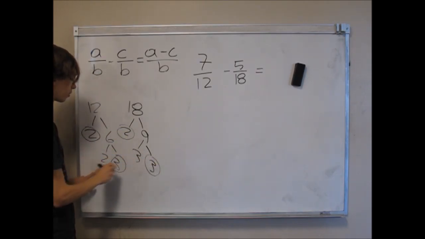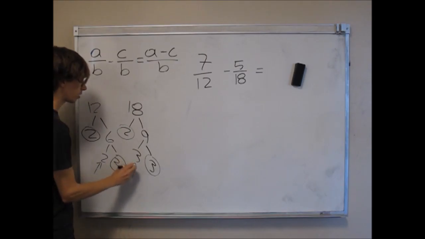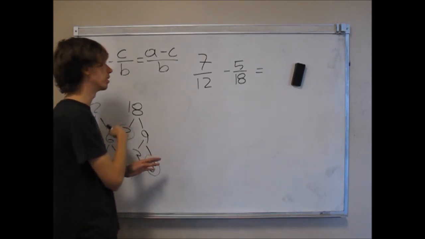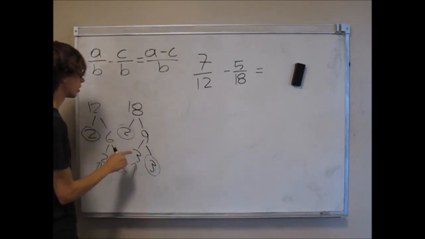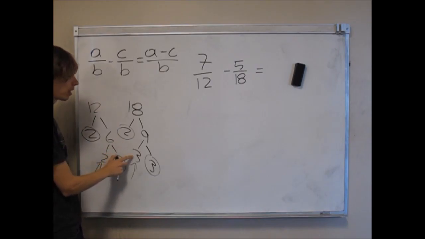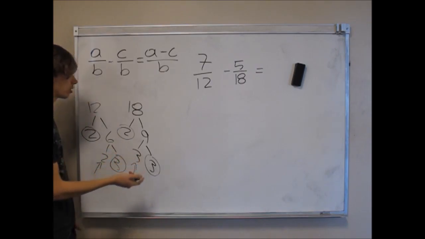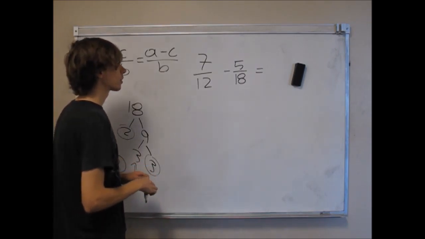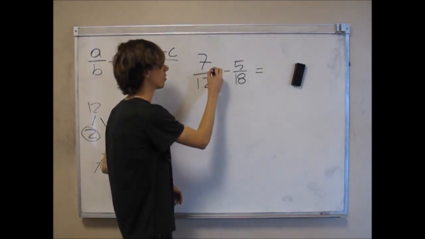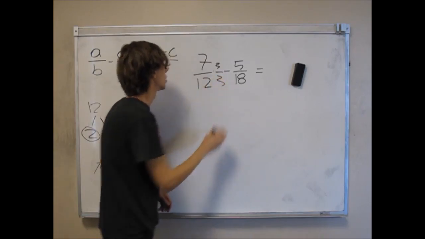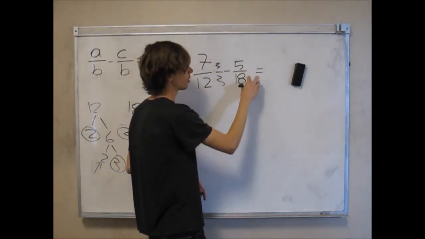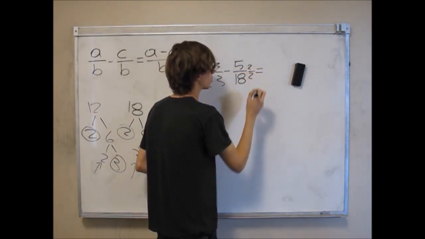And then whatever's left over, this 2 and this 3, that's what we have to multiply the other number by to get a lowest common denominator. So this 18, we're going to have to multiply that by 2, and this 12, we're going to have to multiply that by 3. And that would give us 36 in either case. So we're going to multiply this 7 over 12 by 3 over 3, because of the 3 that we had here. And we're going to multiply this 5 over 18 by a 2 over 2.